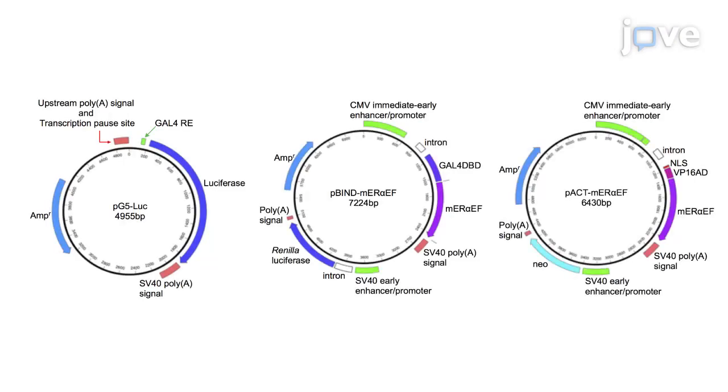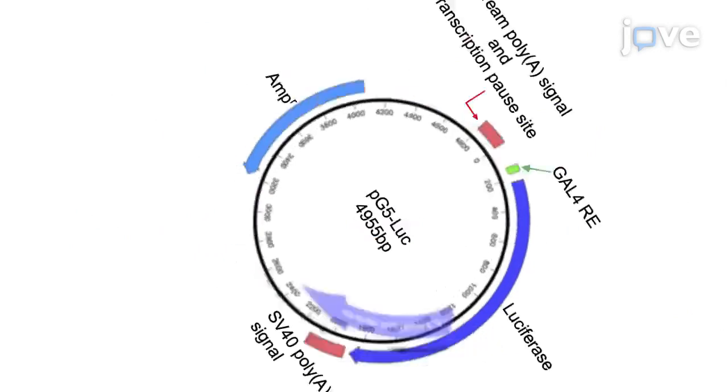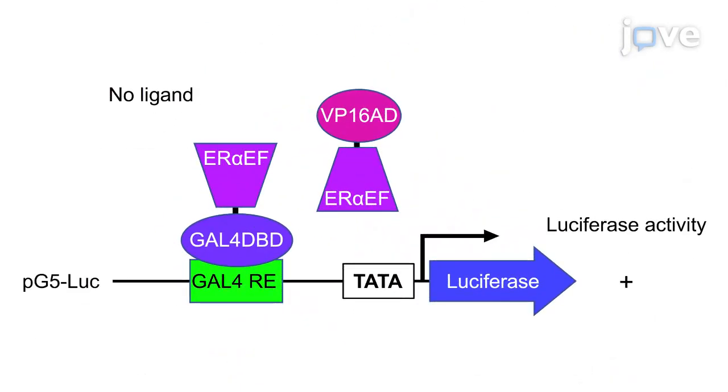This method uses 3 different plasmids to detect the estrogen receptor ligand-binding domain dimerization activity in cells. PG5-Luc is the luciferase reporter plasmid for detecting the efficacy of dimerization activity. P-bind mouse estrogen receptor alpha-EF is a galactose-responsive transcription factor, Gal4 DNA binding domain fused mouse estrogen receptor alpha ligand binding domain expression plasmid that binds to the Gal4 responsive element on the PG5-Luc reporter.